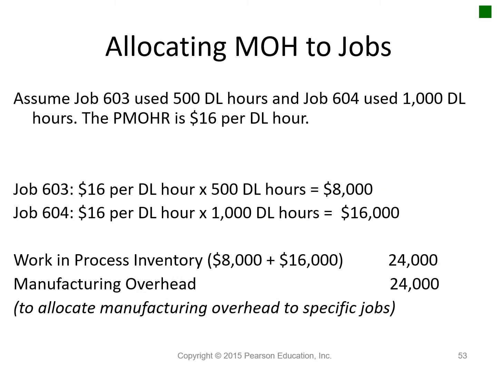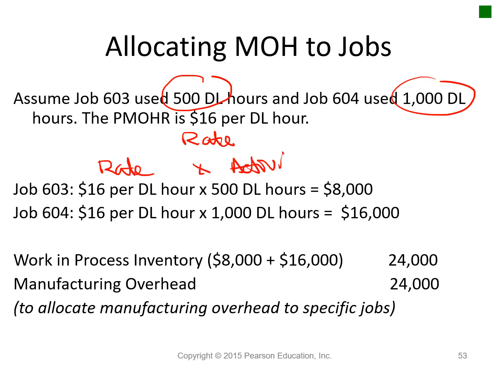Okay, so to allocate the overhead, it says assume we got a job 603. They use 500 direct labor hours. Job 604 used 1,000 direct labor hours, and the rate is $16. So remember, you always take the rate, multiply it by the activity, and then lo and behold, here is your allocated overhead, 8,000 and 16,000. So notice again, you debit.